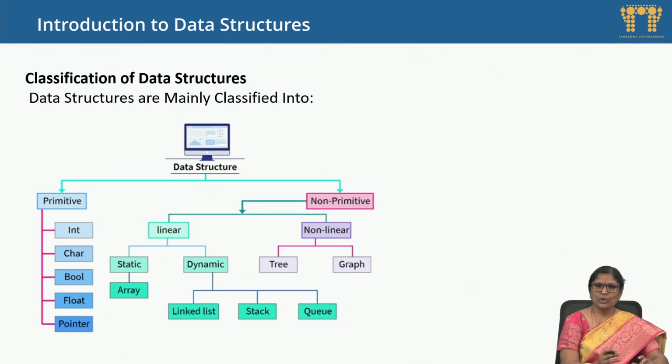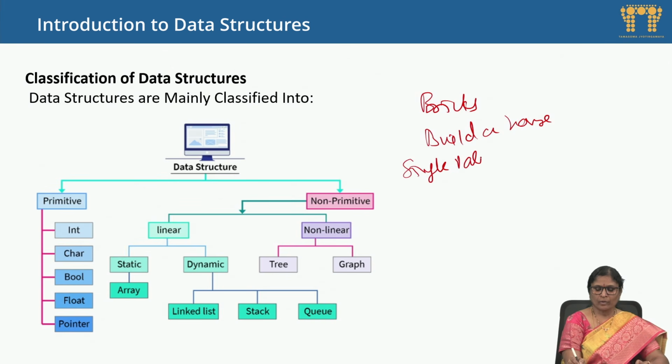Suppose you have to build a house. What is the basic building block? You want the bricks, isn't it? Without bricks, you cannot build a house, right? So here, all these primitive data structures are the basic building blocks for data structures, and all of these are used to store only a single value, right?